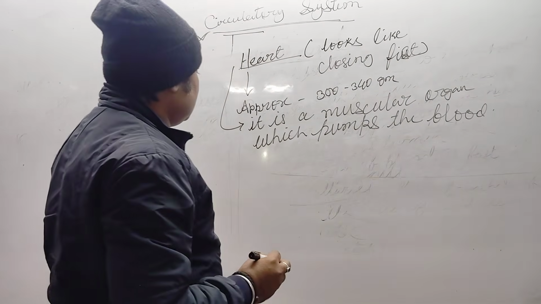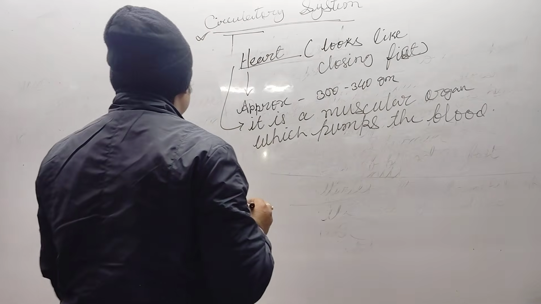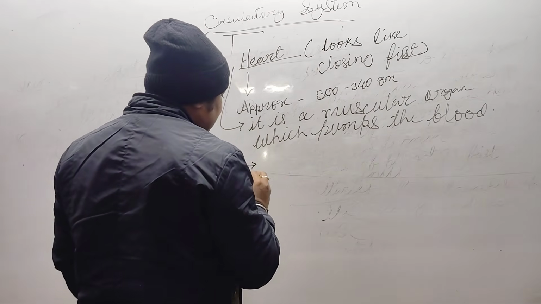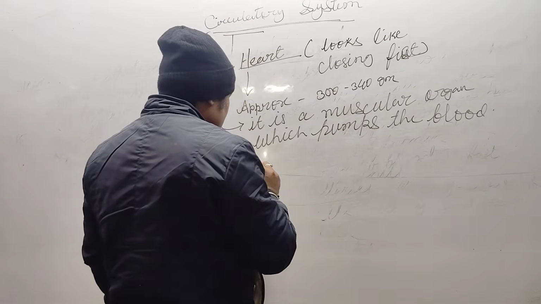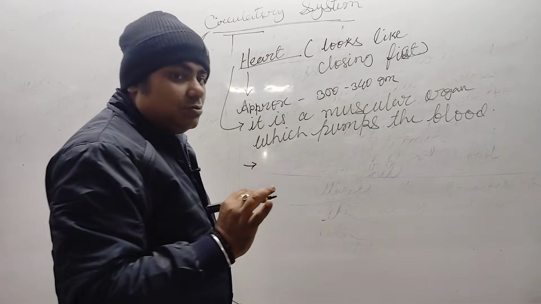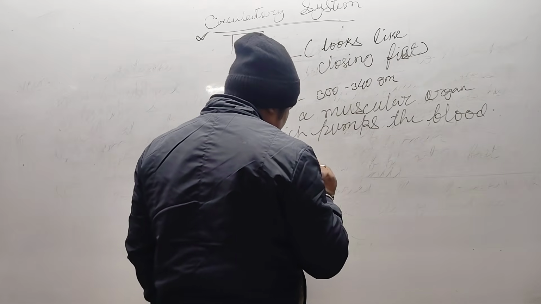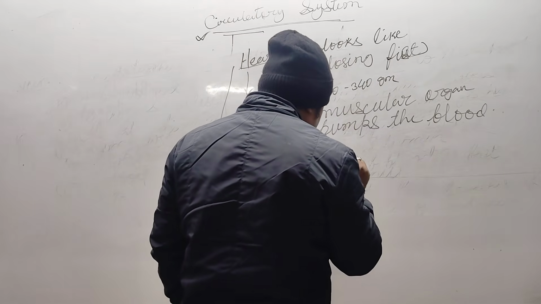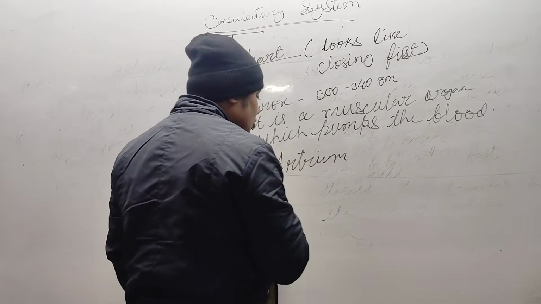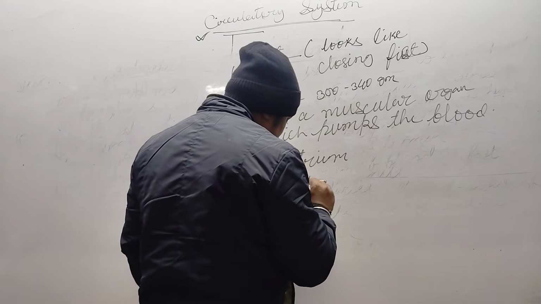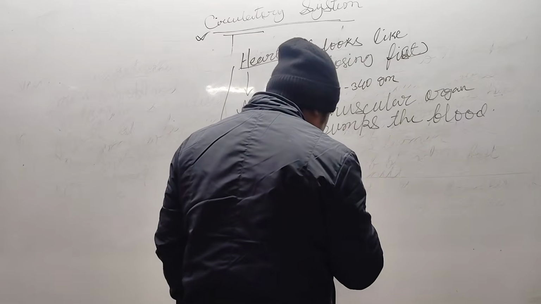The heart is divided into two parts. The first one is the atrium or auricle, and the second one is the ventricle.